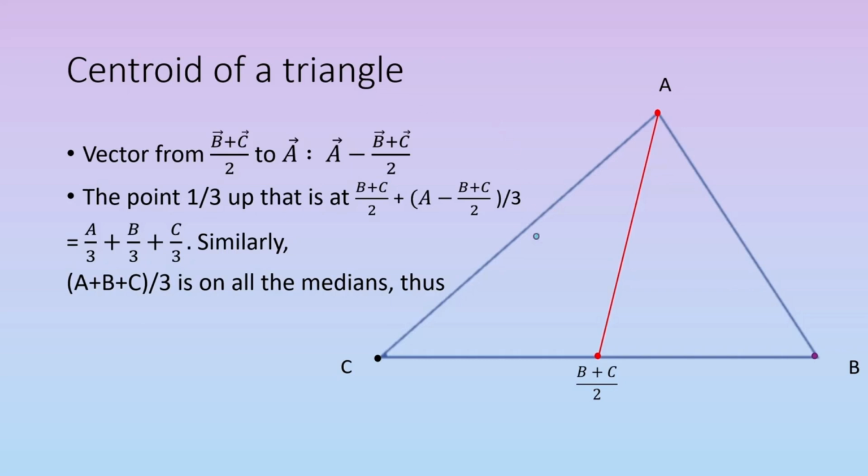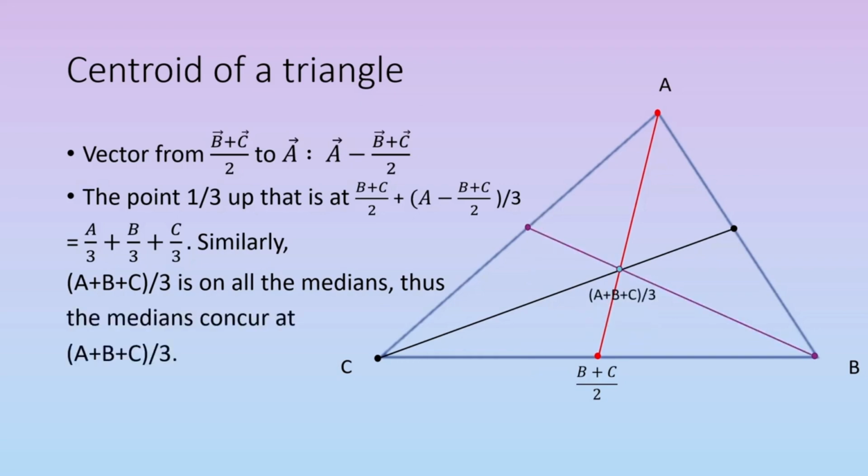Similarly, there's the point right there. The centroid, the alleged centroid, we're still proving it, right? Which is at (A plus B plus C) over 3. So if we have the other medians and we do the same thing, except from the other midpoint and with the other vector, it should still give us (A plus B plus C) over 3. And so it's actually on all the medians. This point is on all the medians. Thus, the medians concur at (A plus B plus C) all over 3.